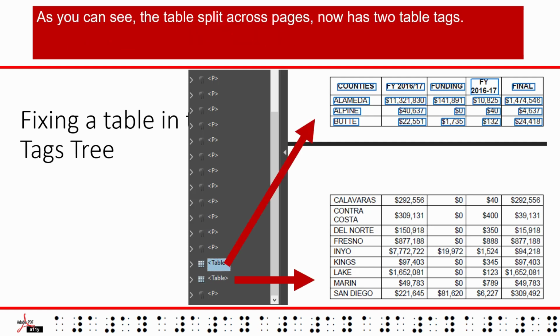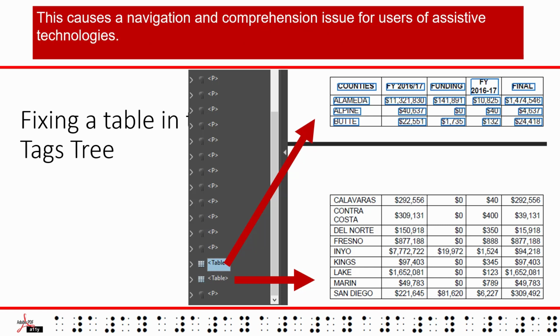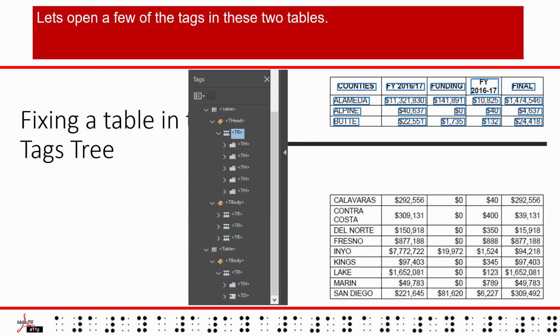As you can see, the table split across pages and now has 2 table tags. This causes navigation and comprehension issues for users of assistive technologies. Let's open a few of the tags in these two tables.